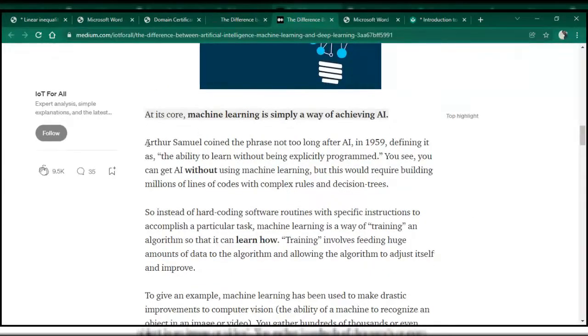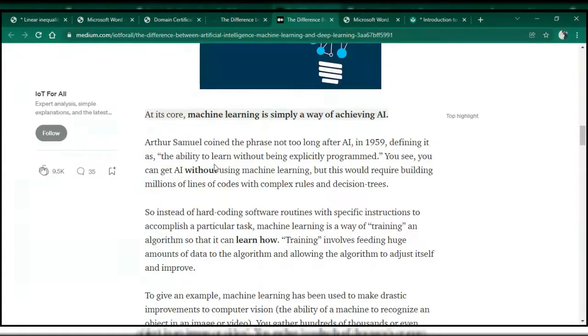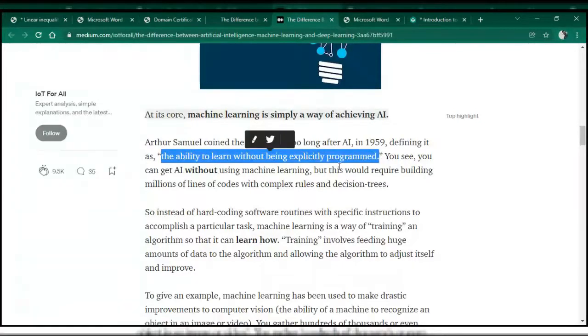Now, Arthur Samuel coined the phrase machine learning, not too long after AI, in 1959, defining it as the ability to learn without being explicitly programmed. You are giving lots and lots of data to a computer software, and it is learning on its own. Now, how does that function? In deep learning, you would be sending in data. Suppose you are going in a self-drive car, and there comes an obstacle.